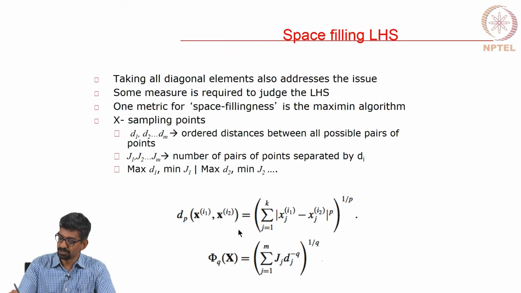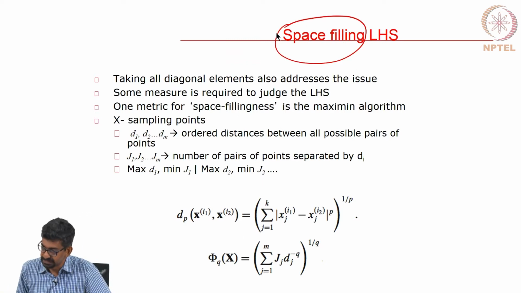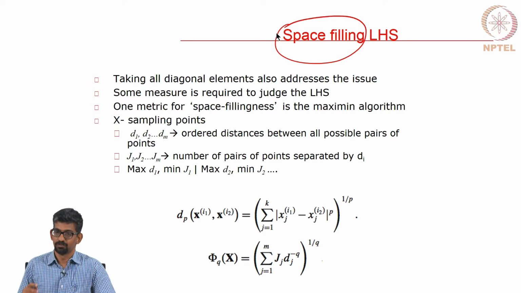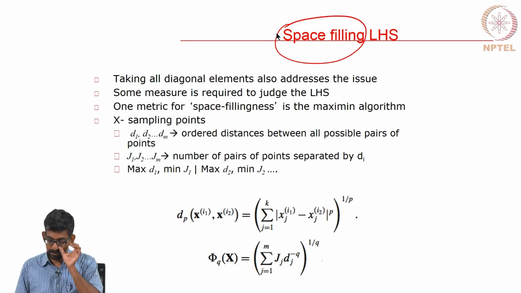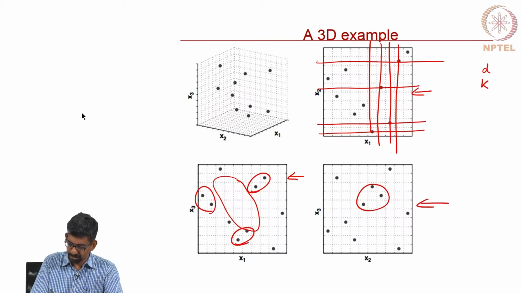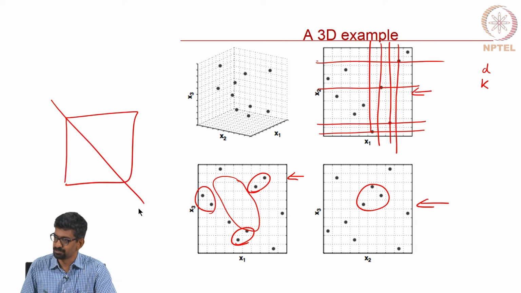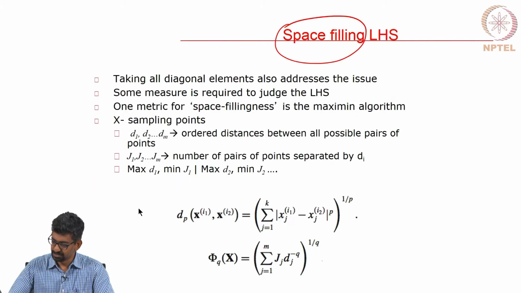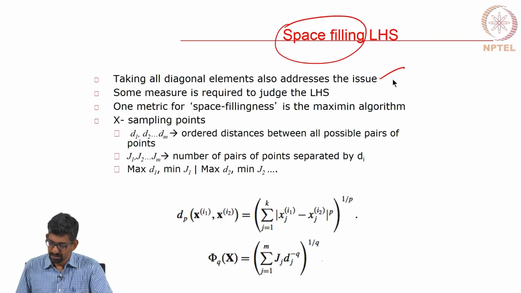That is called space fillingness. Until now we were only talking about LHS in general, but the property that I am talking about right now is called space fillingness. This is something that we already spoke about. You can also do x1 by x2 and then take the diagonal elements, and it will still satisfy. That is the first one which we have discussed. So, some measure is required to judge the LHS from an exploration perspective.